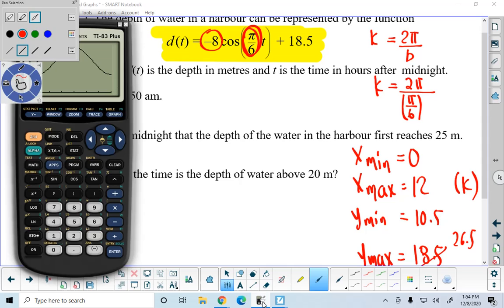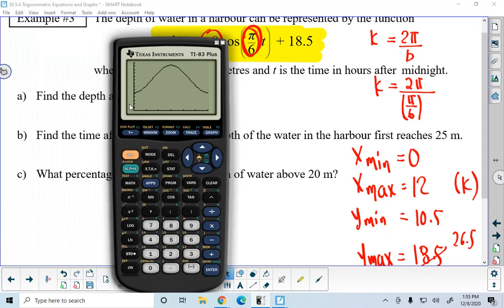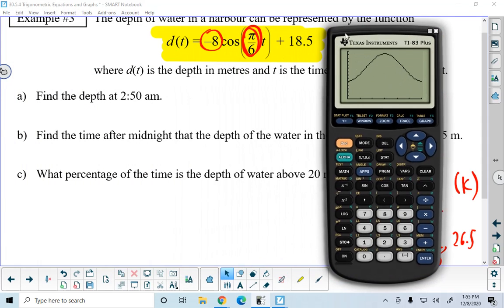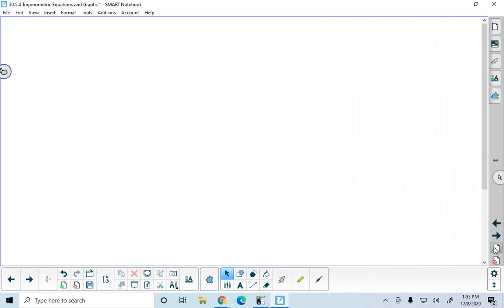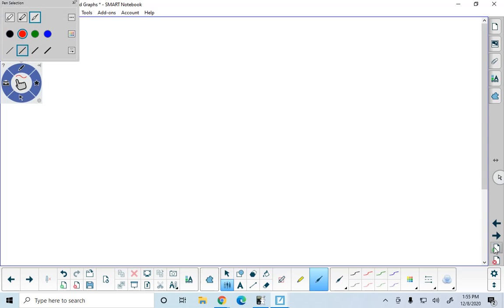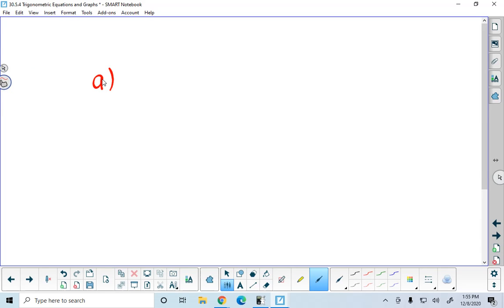Okay, so now let's answer the questions. What is the first question? Find the depth at 2:50. So I need you to understand for question A that when you're asked for the time at 2:50, you're given the time, and you want to find y. This is kind of important.